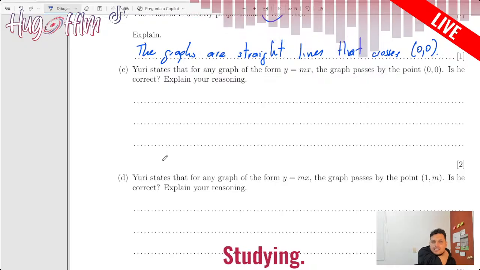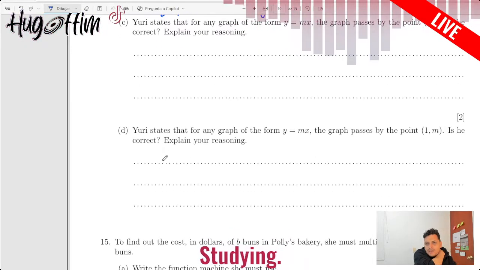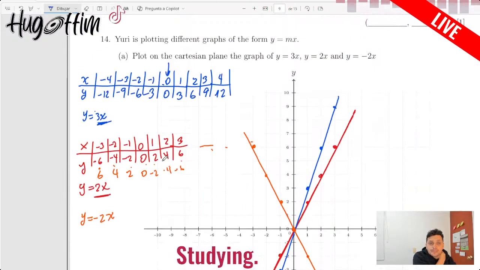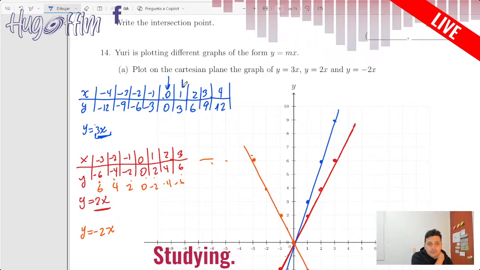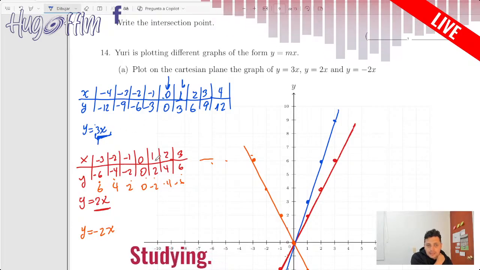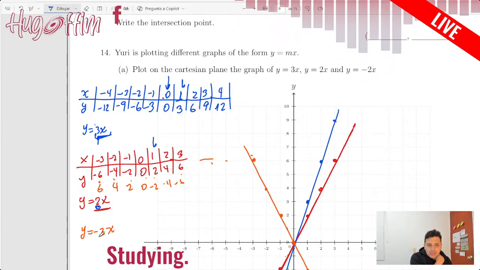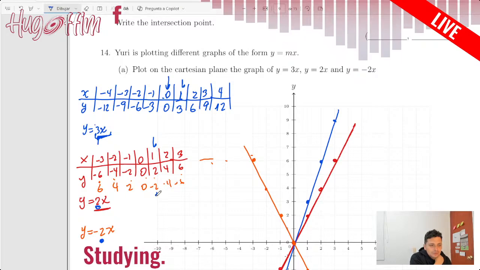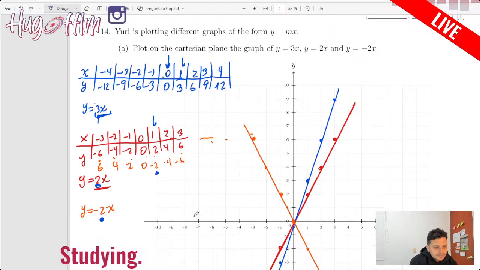The second question says, Jury states that any graph of the form y equals mx passes by the point 1, m. Is he correct? You must do exactly the same. Look at that. If you put 1, the function is 3x, so 1 passes by 1 times 3, 3. In the second, 1 times 2 gives you 2. And in the one that is -2x, look at that, it is 1 and -2. So yes, it's correct.